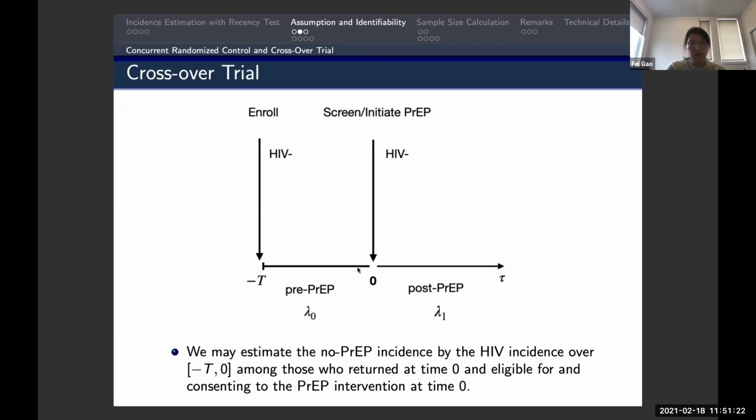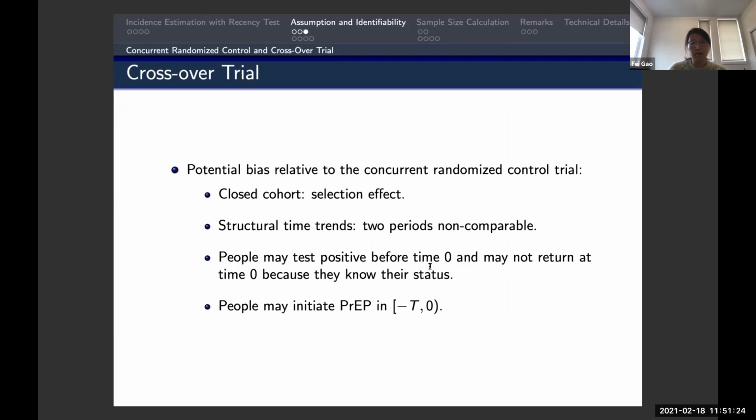Other than these two sources of bias, there may be other settings where we need to be careful in conducting this crossover trial. For example, people may have some tests from time -t to 0. So they may test positive before time 0 and may not return at time 0 because they know their status. And also they may initiate PrEP in -t to 0. In that case, we're not estimating the no PrEP incidence using the data from -t to 0. So those are two trial designs we may consider.